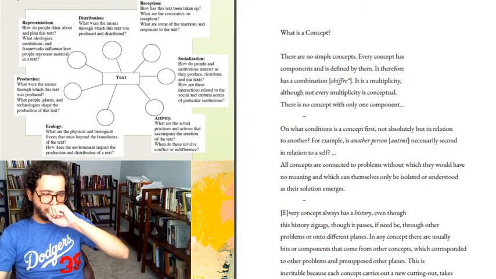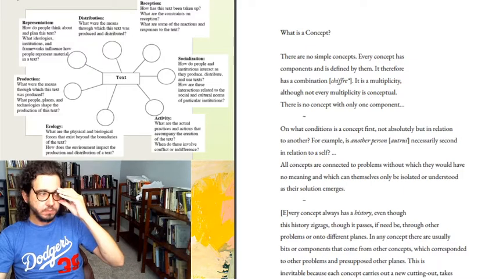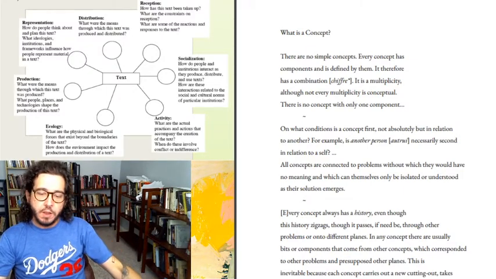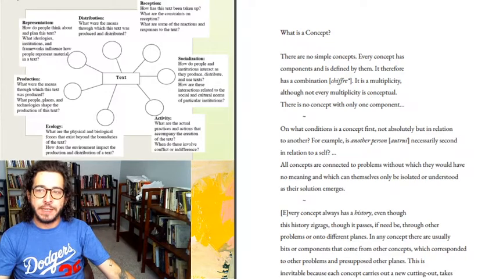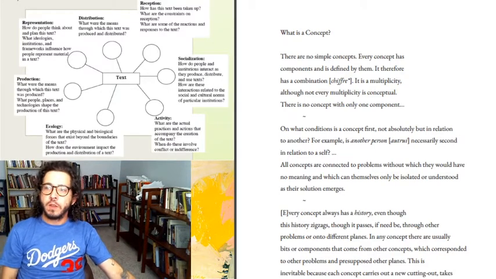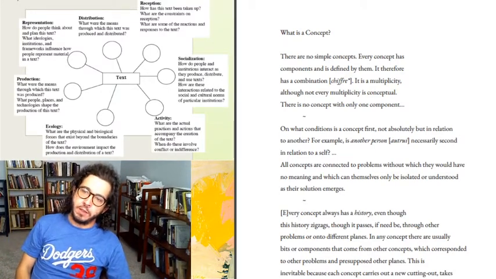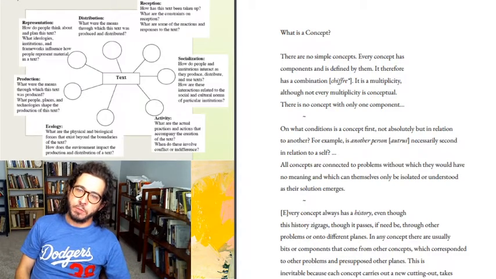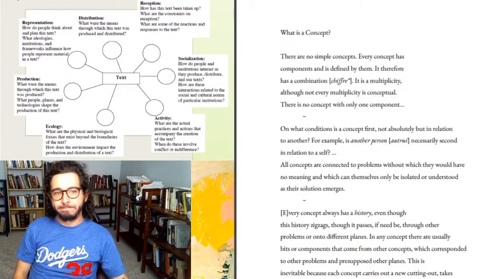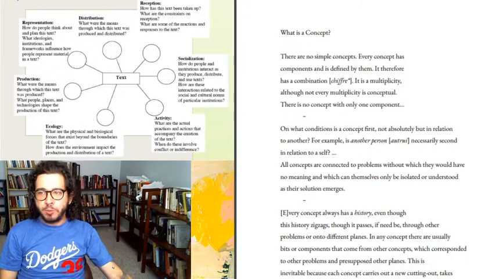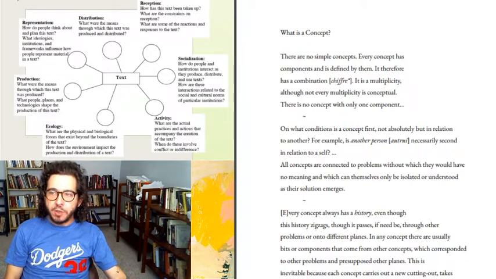There are no simple concepts. Every concept has components and is defined by them. It therefore has a combination. I don't speak French, but chiffre, we'll say. It is a multiplicity, although not every multiplicity is conceptual. There is no concept with only one component.